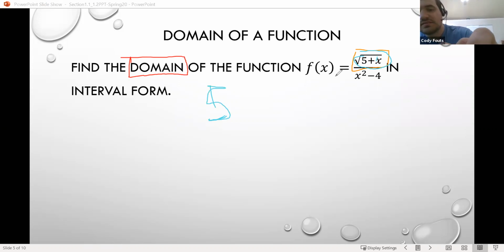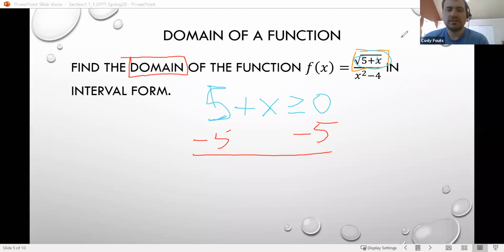5 plus x greater than or equal to 0. I can solve that inequality by isolating the x. So if I subtract 5 from both sides, I end up with x is greater than or equal to -5. And if we think about that, that makes sense, because if we plug in -5 for x up there, we get the square root of 0, which is an allowed thing.